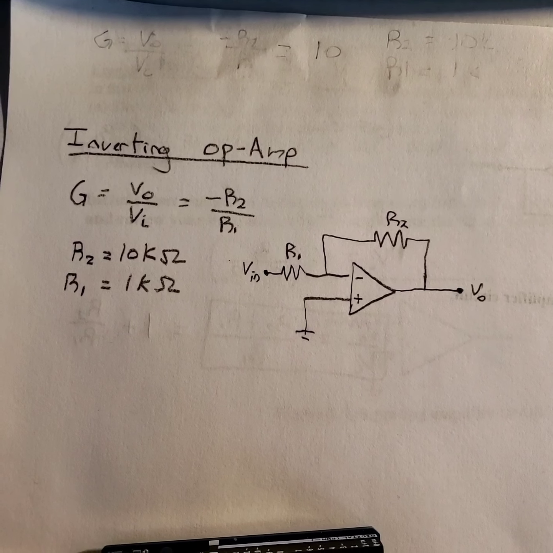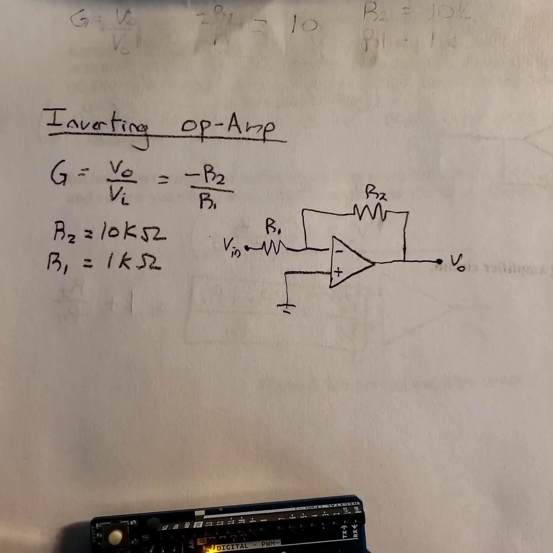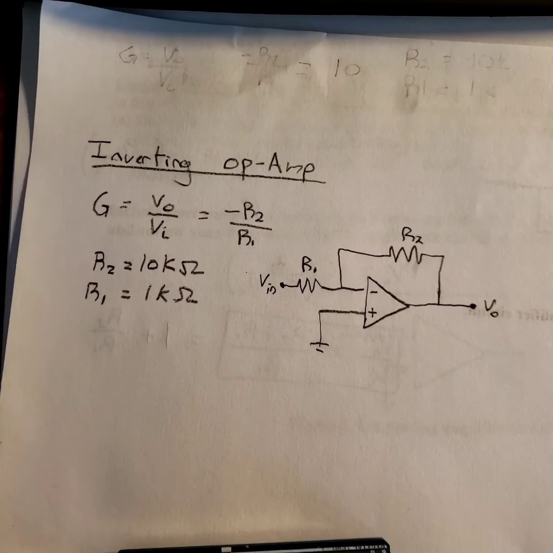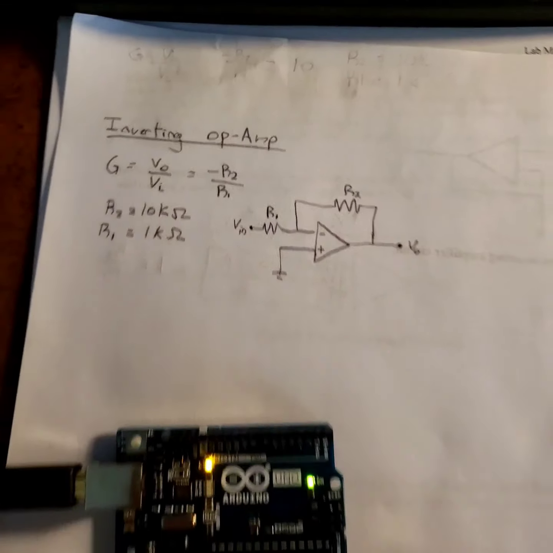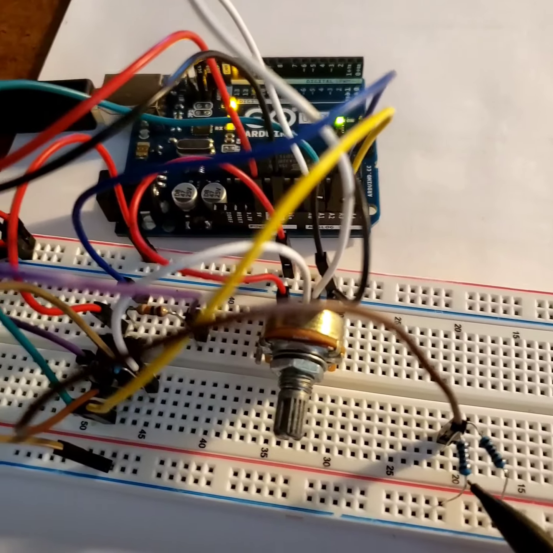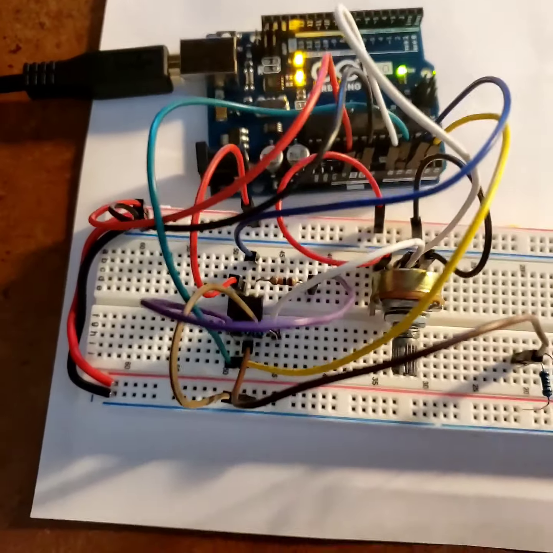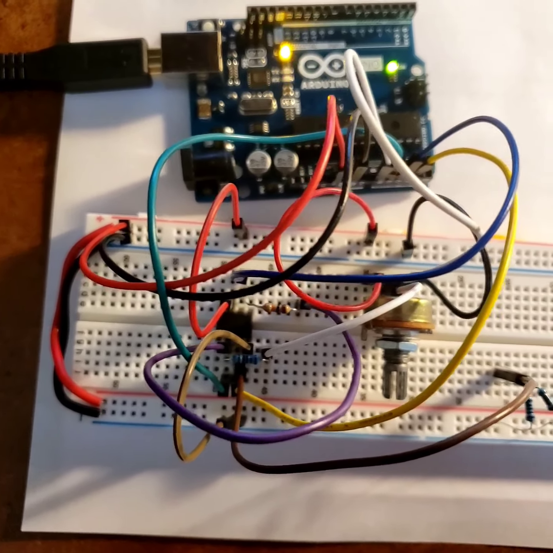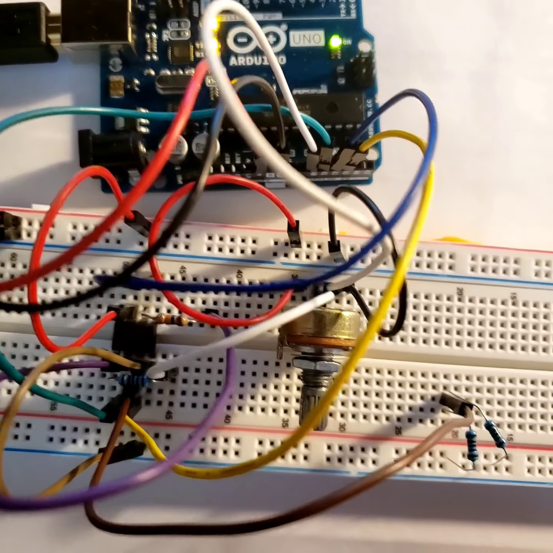For exercise 3, we were tasked with creating an inverting op amp with a gain of -10. Here we can see that the gain equation is equal to -R2 over R1. I chose my R2 value to be 10 kiloohms and my R1 value to be 1 kiloohm. And this is a diagram of the circuit I created. Here's the actual circuit. This is a voltage divider using 1 kiloohm resistors here, my potentiometer, and the big difference between this and the last circuit are the resistors in between V in and V minus, and the resistor between V minus and V out.